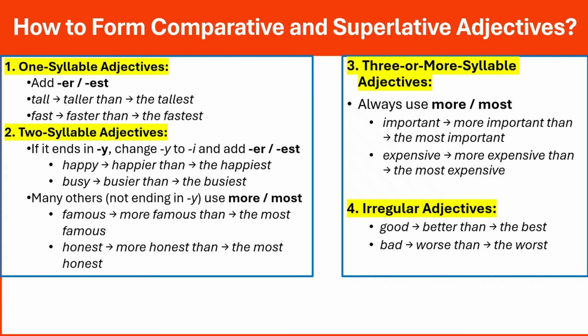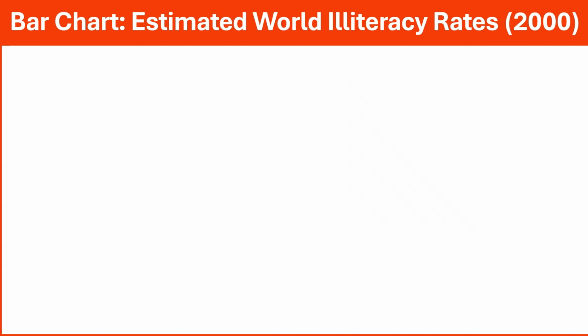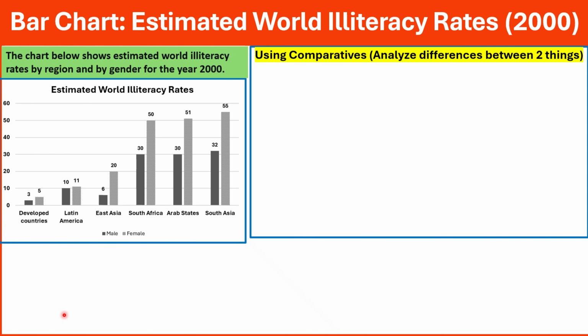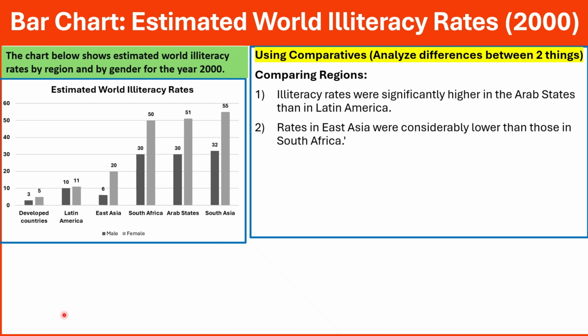Now that we have refreshed our memory, let's see how important this grammar is to describe bar charts clearly and correctly. Let's apply the grammar we learned. This chart shows illiteracy rates in different regions of the world in 2000 divided by gender. It gives us many opportunities for comparisons. To describe it, we need both comparative and superlative adjectives. First, let's use comparatives to analyze differences. We can compare regions, and we can also compare genders within a region.